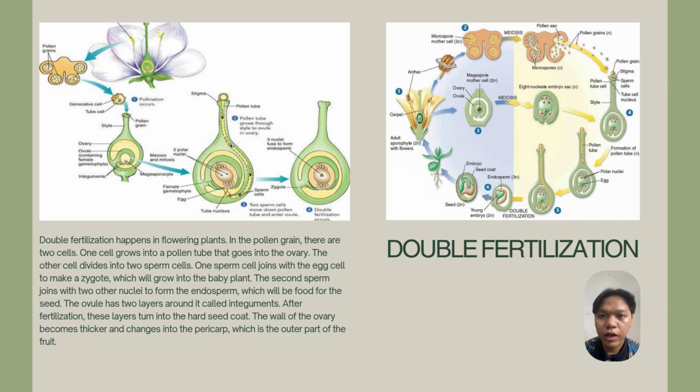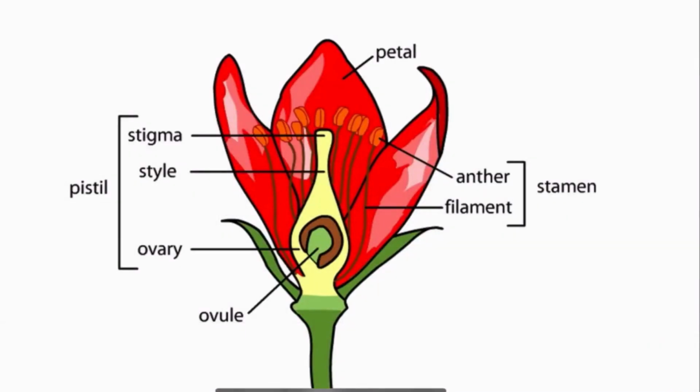The second sperm joins with two other nuclei to form the endosperm, which will be food for the seed. So the ovule has two layers around it called integuments. After fertilization, these layers turn into the hard seed coat. The wall of the ovary becomes thicker and changes into the pericarp, which is the outer part of the fruit.